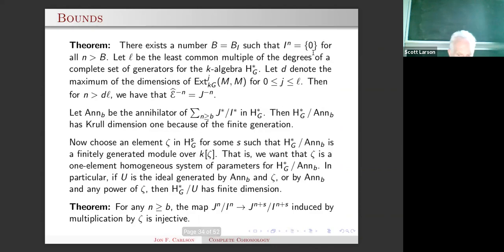And what you get out of that is that for this element zeta, for any n greater than or equal to B, this map, going from multiplying by zeta, is going to be an injective map. So this is an important point, and we're just getting this from a little bit of what we know about the commutative algebra here.